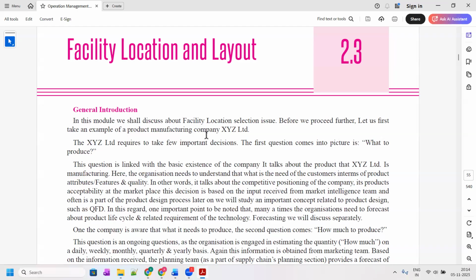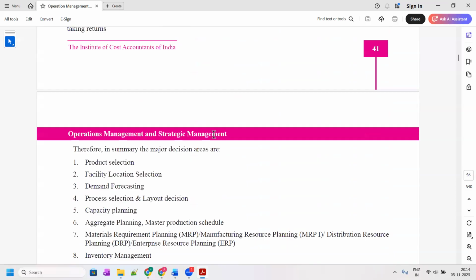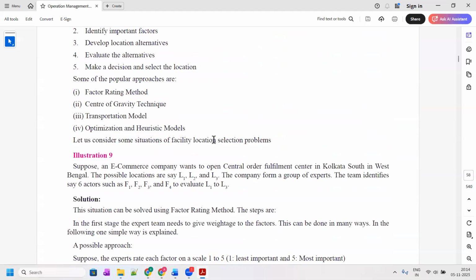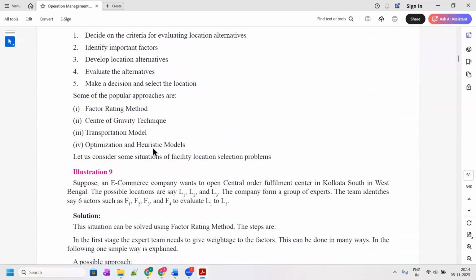Correct, correct. And next we saw the popular approaches. We saw four approaches, and we saw some examples of the factor rating method and center of gravity technique as well. The next two we didn't see, I guess. There are basically four methods given, but we focused on two methods, the center of gravity method and the factor rating method. The other methods are optimization and heuristic model, and transportation model. Those examples are not given here in the book.